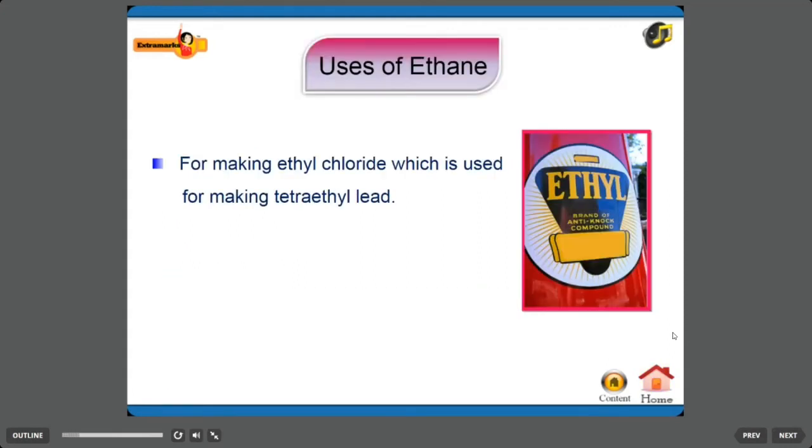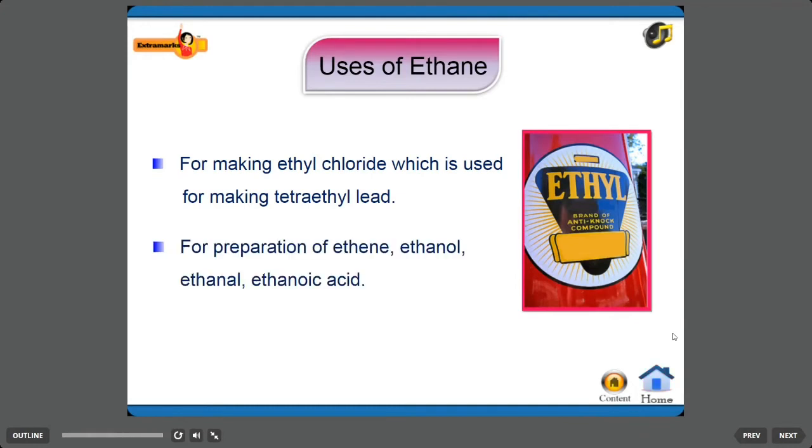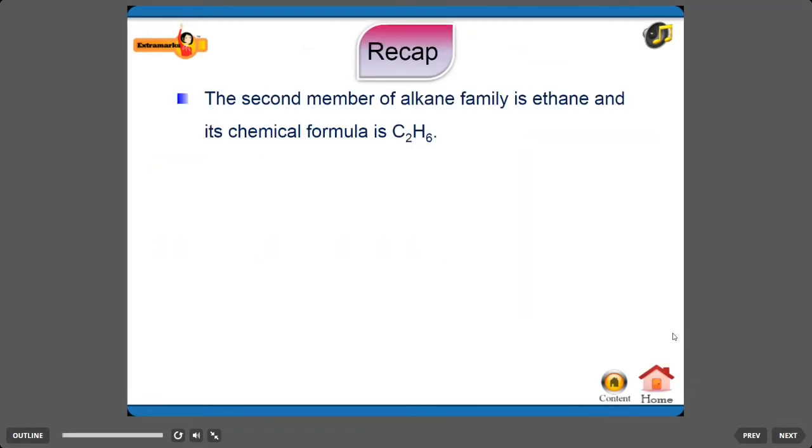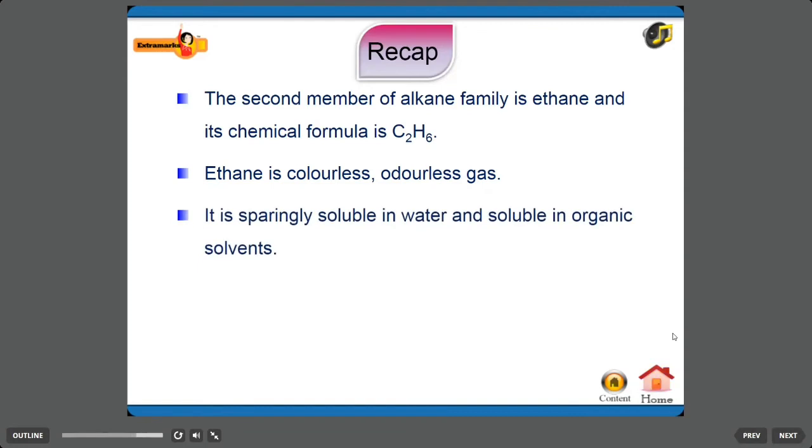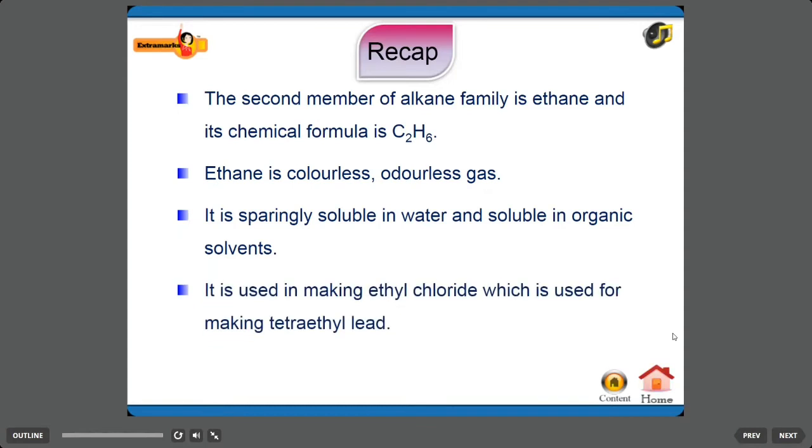It's time to discuss the various uses of ethane. Ethane is used for making ethyl chloride, which is used for making tetraethyl lead. It is used for preparation of ethene, ethanol, and ethanoic acid. Let us have a quick recap. The second member of the alkane family is ethane, and its chemical formula is C2H6. Ethane is a colorless and odorless gas. It is sparingly soluble in water and completely soluble in organic solvents. It is used in making ethyl chloride, which is used for making tetraethyl lead.